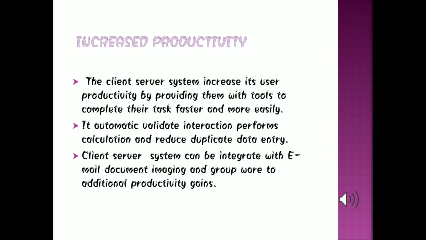How should it increase productivity? It's simple. The client server also gives the maximum level of accurate values and more information, so our jobs are done very easily, simply and faster. That is the point of increasing productivity. It automates validated information, interacts with performance calculations, and reduces duplicate data entry. With duplicate data entry reduced, unwanted information and data are minimized, so productivity is automatically increased.